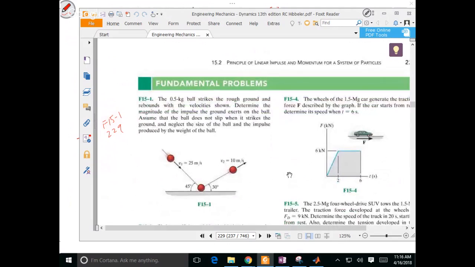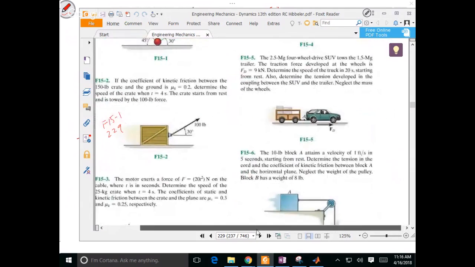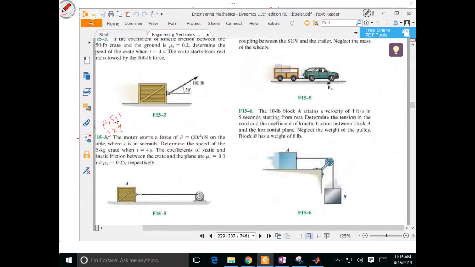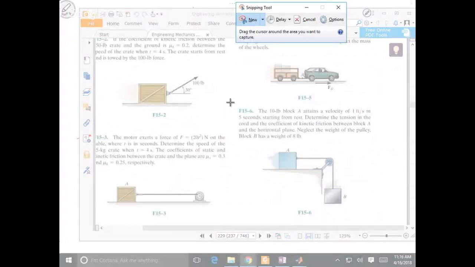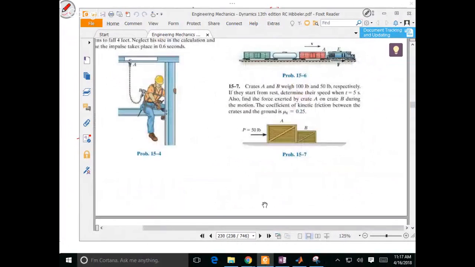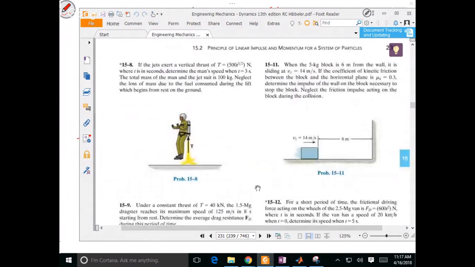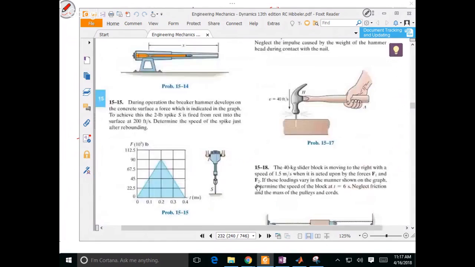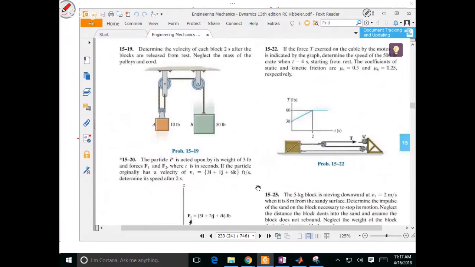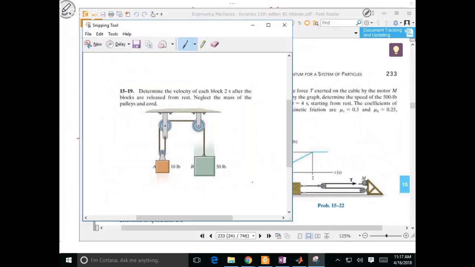So let's go look at another one. Okay, so we talked about that one. Let's see. Here we go. We'll do this one. So let's grab this one. Or is there a better one down in the book somehow? Let's see if there's a better one, something more interesting. Crate weighs 50 pounds. They start from rest, determine the speed after, so the force exerted by crate A on B during the, that's interesting, moderately interesting. I don't know. I don't see anything that's any more interesting than anything else. Oh, here's one. This one has a funny cable connection, so let's do that one.